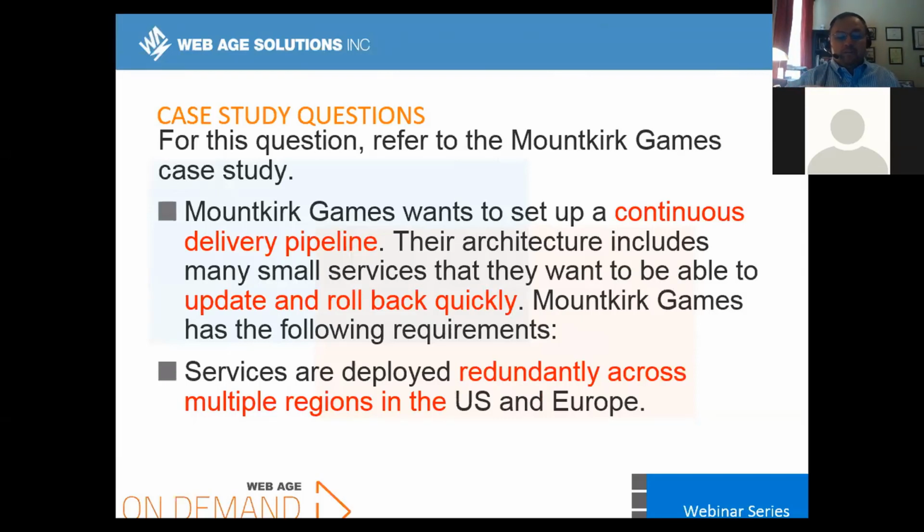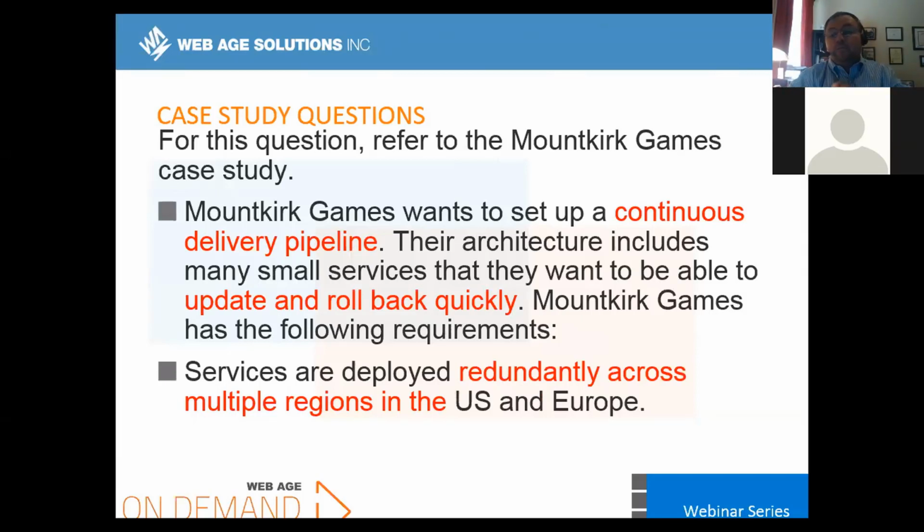Okay, so let's look at this one here. Mount Kirk wants to set up a CD pipeline, a continuous delivery pipeline. And what they want to do is make sure that the architecture is going to support many small services. That sort of sounds like microservices, doesn't it? Little services, small services. Again, sort of what it sounds like. And they want to be able to update and roll back quickly. They want to go from here back to here.